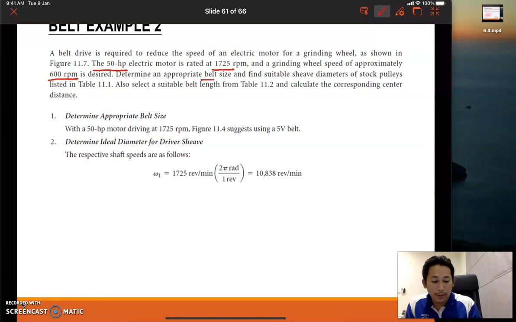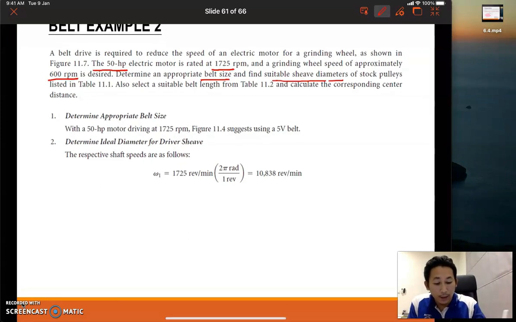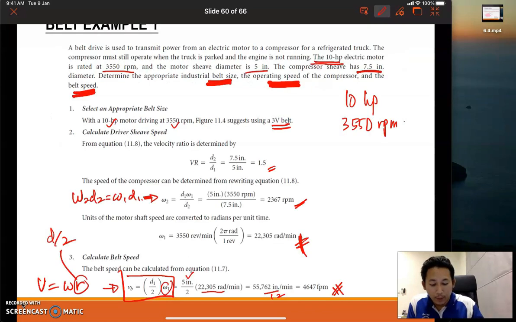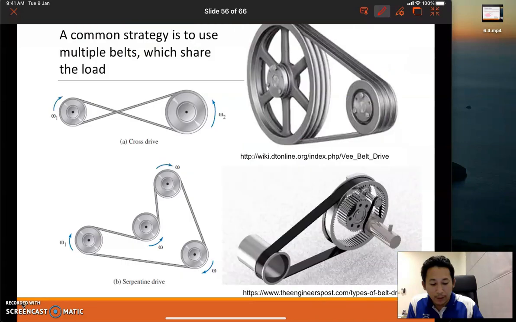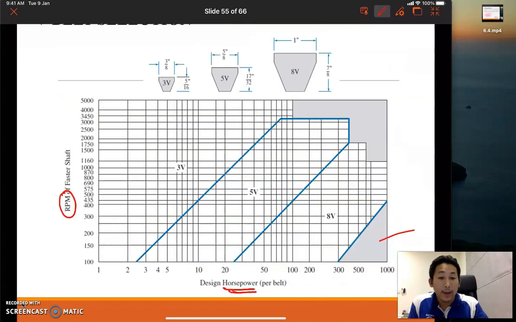First one is belt size. Second one is suitable shaft diameters. Okay, so we need the diameters. So now we are looking at the type of belts. Okay, type of belt. So we have 1725 RPM with 50 HP. So we are going back to the graph.